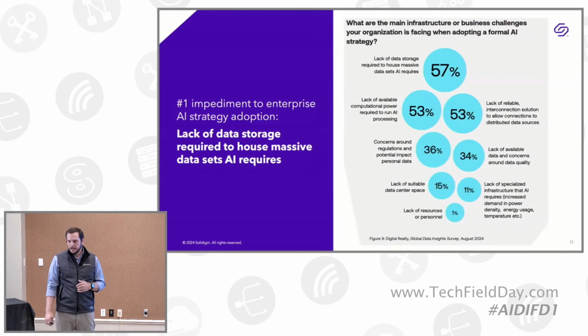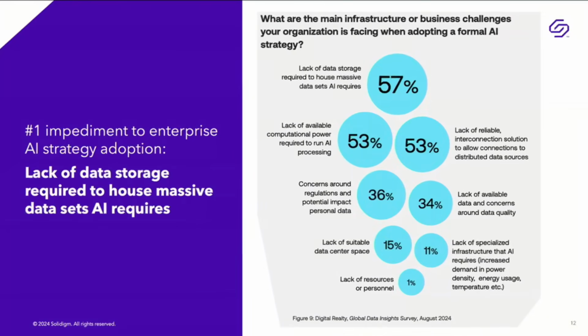This is a very new data point. I just added this one yesterday because I liked it a lot, but this is from Digital Realty. They did a global survey, and they asked a whole bunch of enterprises, what's the main challenge to your enterprise when it comes to adopting a formal AI strategy? The number one response in that survey was lack of data storage required to house the massive data sets that AI needs. Number two was compute. That was surprising to me. It may be surprising to you too.